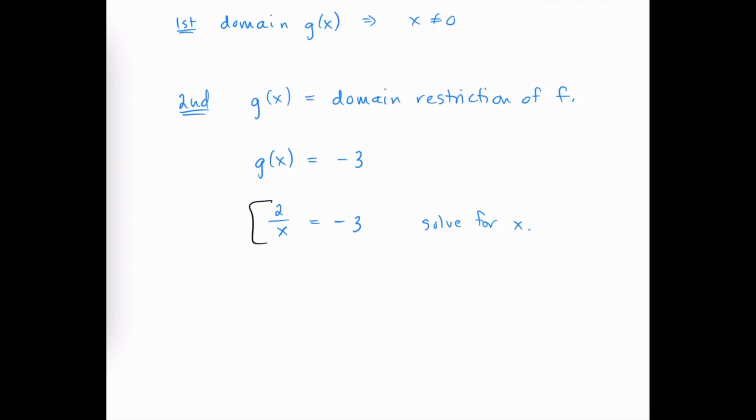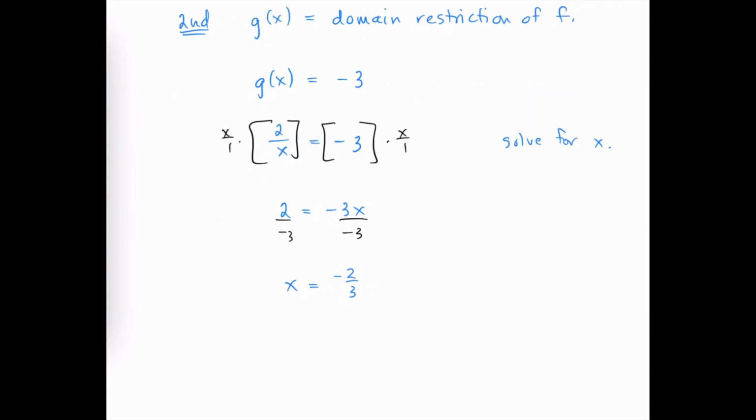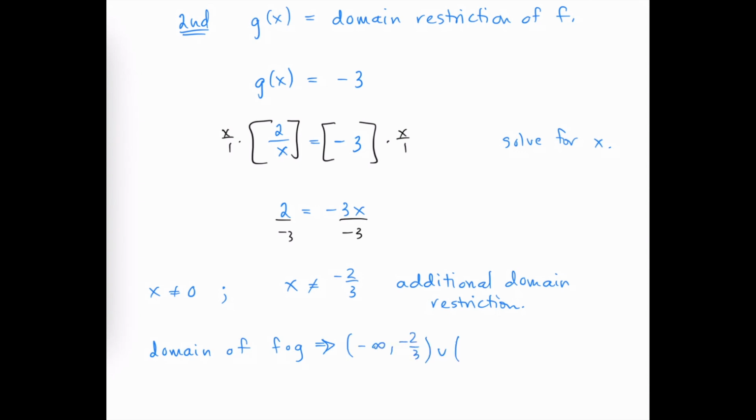This is a rational function, so we can multiply both sides by the LCD, which is x over 1. So x over 1 times 2 over x on the left is just 2, and the right-hand side is -3x. So what we see here is that x equal to -2/3 must be an additional domain restriction. And then we take the two domain restrictions together to write the domain of the composite function in interval notation. So the domain begins with negative infinity and goes to negative 2/3. Leaving out negative 2/3, we go to 0. Leaving out 0, we go to positive infinity.